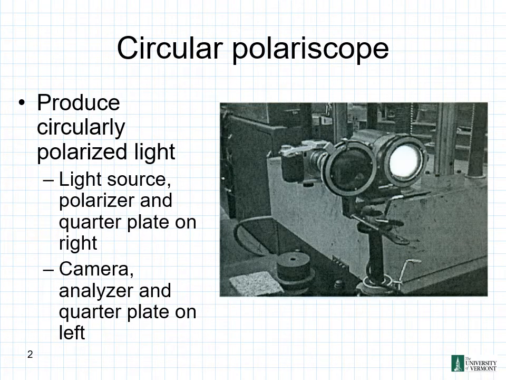We're going to continue on, and we're going to start to introduce some new equipment to this lab. The first thing we're going to take a look at is the circular polariscope. This can produce circularly polarized light. The light source, polarizer and the quarter plate are on the right, as we can see in our diagram, and we have a camera, analyzer and a quarter plate on the left. You can see this again in the image on the right. We'll be utilizing and introducing this equipment in this week's lab for 1B.